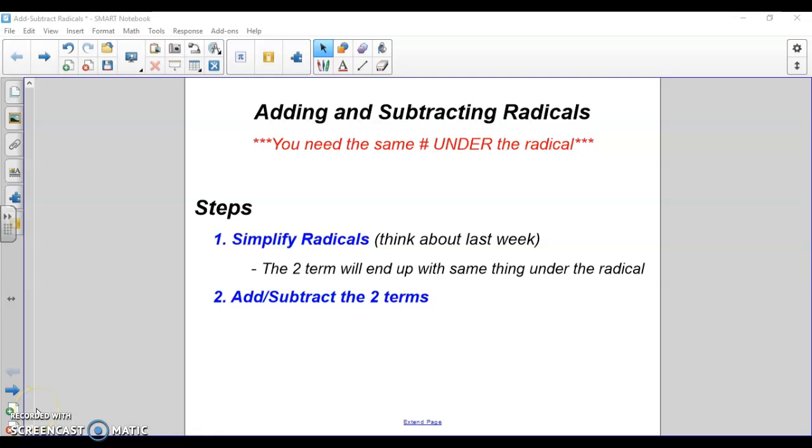Alright, we're going to keep going with radicals here. We're going to add and subtract them this week. We'll multiply and divide them next week and kind of see where we end up.